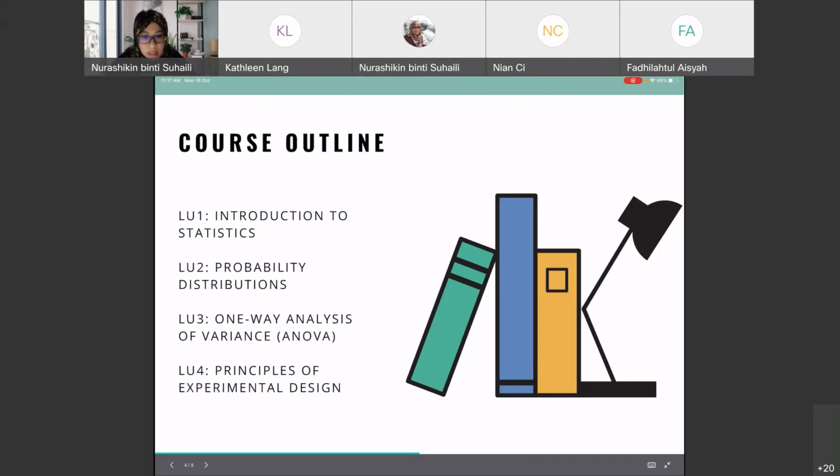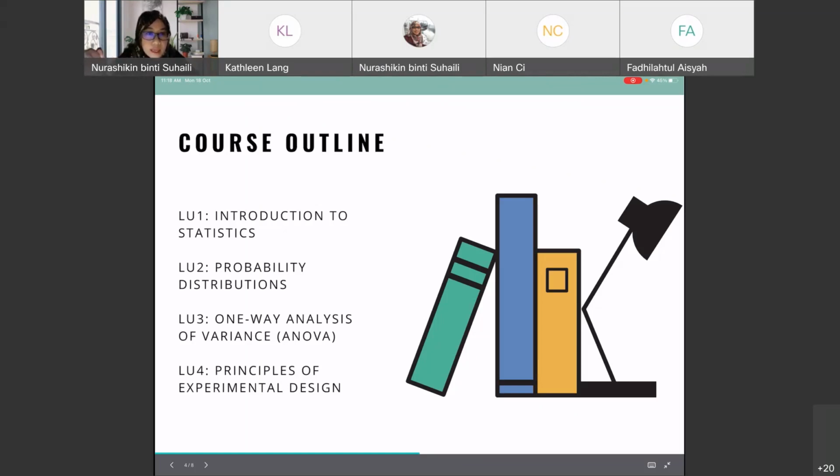And the last one is LU4, Principles of Experimental Design. LU1 and LU4 are not that long. LU1 we can cover in maybe 2 weeks. LU2 and LU3 are going to be a bit long. It takes maybe 1 month for LU2 and another 1 month for LU3.